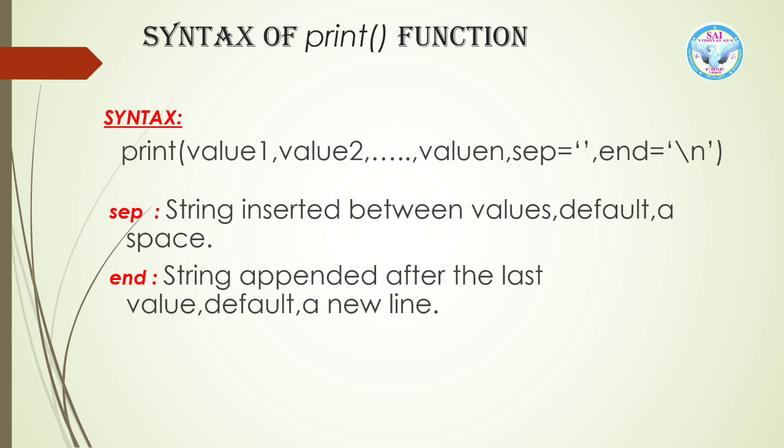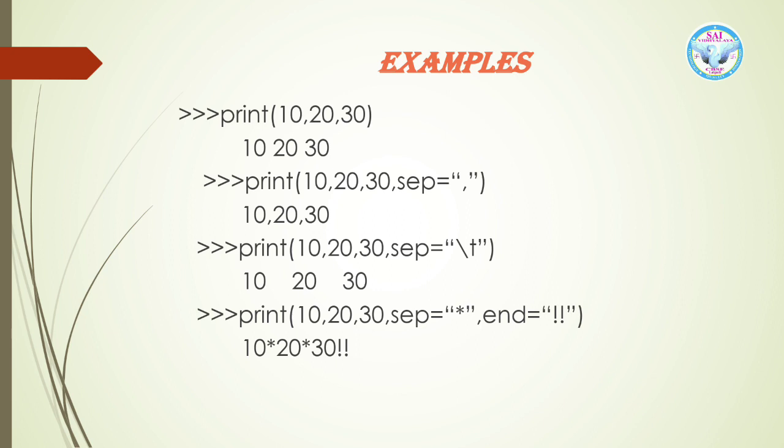Suppose you don't give any end, as we have not given end is equal to backslash n in the earlier examples. What happens? By default, it will go to the next line. But in the last statement, the fourth example, we have mentioned print 10, 20, 30, sep is equal to star, end is equal to, within double quotations, an exclamatory symbol. So after all the values are printed, the ending character is the exclamatory symbol. Whatever you give will be printed at the end of the line.